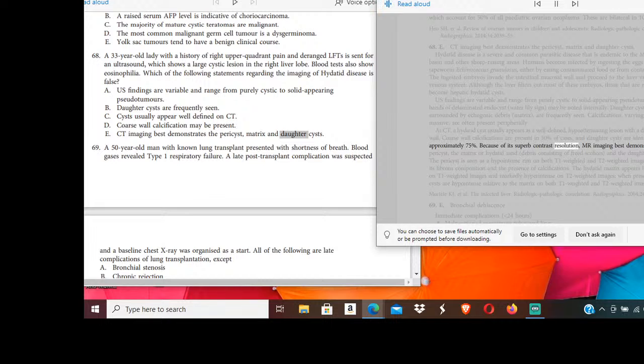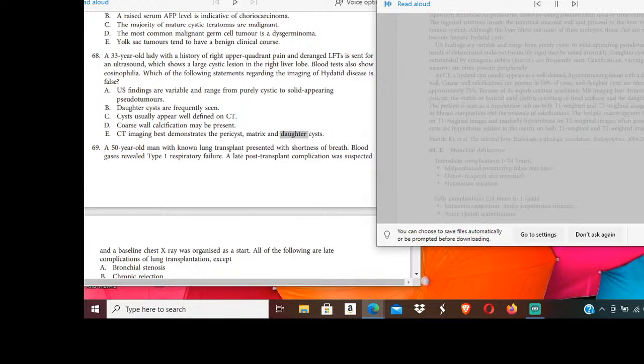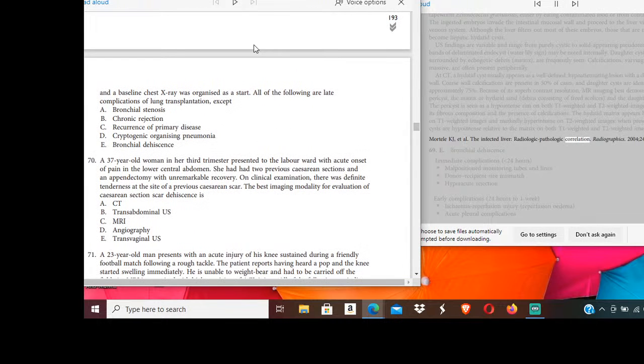Because of its superb contrast resolution, MR imaging best demonstrates the pericyst, the matrix or hydatid sand debris consisting of freed scolices, and the daughter cysts. The pericyst is seen as a hypointense rim on both T1 weighted and T2 weighted images because of its fibrous composition and the presence of calcifications. The hydatid matrix appears hypointense on T1 weighted images and markedly hyperintense on T2 weighted images. When present, daughter cysts are hypointense relative to the matrix on both T1 weighted and T2 weighted images. Mortelé KJ, et al. The infected liver, radiologic pathologic correlation. Radiographics.